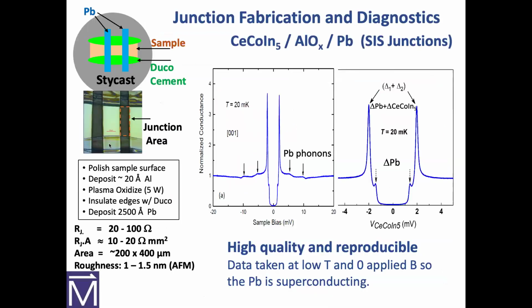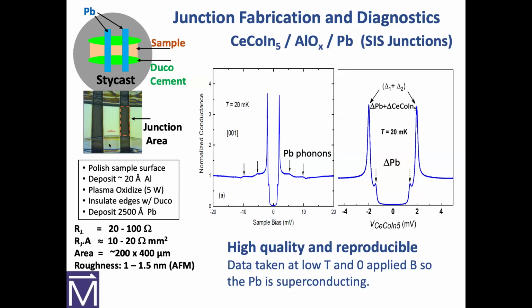So here we go. We're starting out, and here's this surface. The surface roughness is, I'm sorry, those are in angstroms, I should have mentioned, but the roughness is, I think, about 1 to 1.5 nanometers. So it's very smooth, with some details. So what do we have here? This is low temperature, zero applied field. So we have SIS tunneling: cerium cobalt indium 5 superconducting, insulator, lead superconducting.